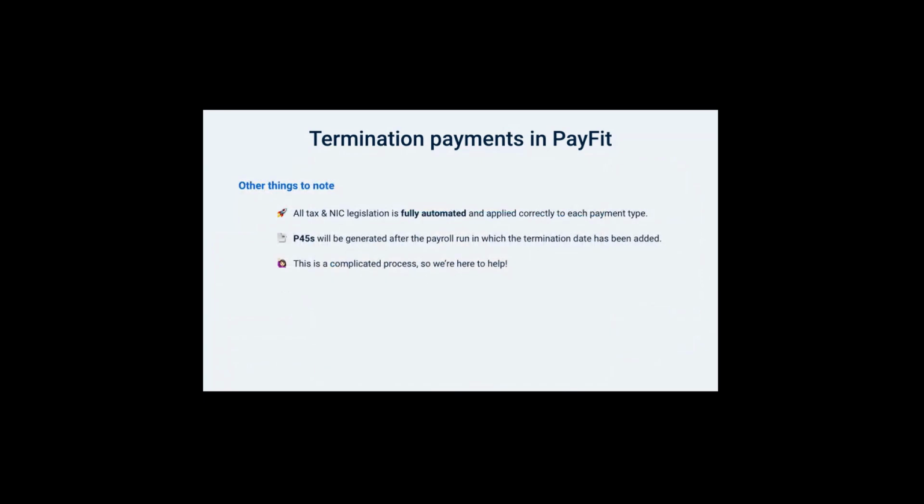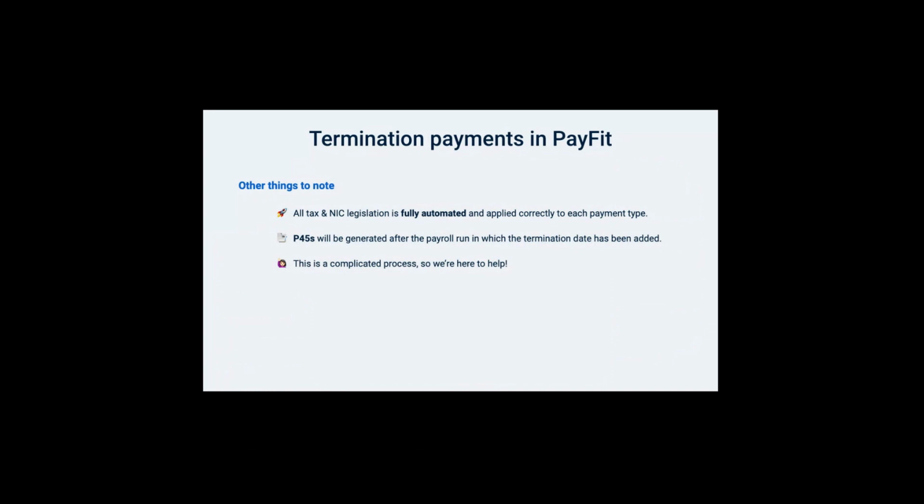Now, just some final things to note on termination payments in PayFit. All the tax and the national insurance legislation is fully automated, as it is with all of our pay elements and deductions in the app, and it's applied correctly to each type of payment. For example, you can input a contractual redundancy payment of £45,000, and the app will know to split out the £30,000 tax and national insurance free from the remainder, which will be subject to tax and employer Class 1A national insurance. So all you would need to do is input one figure and the app will do the rest for you.